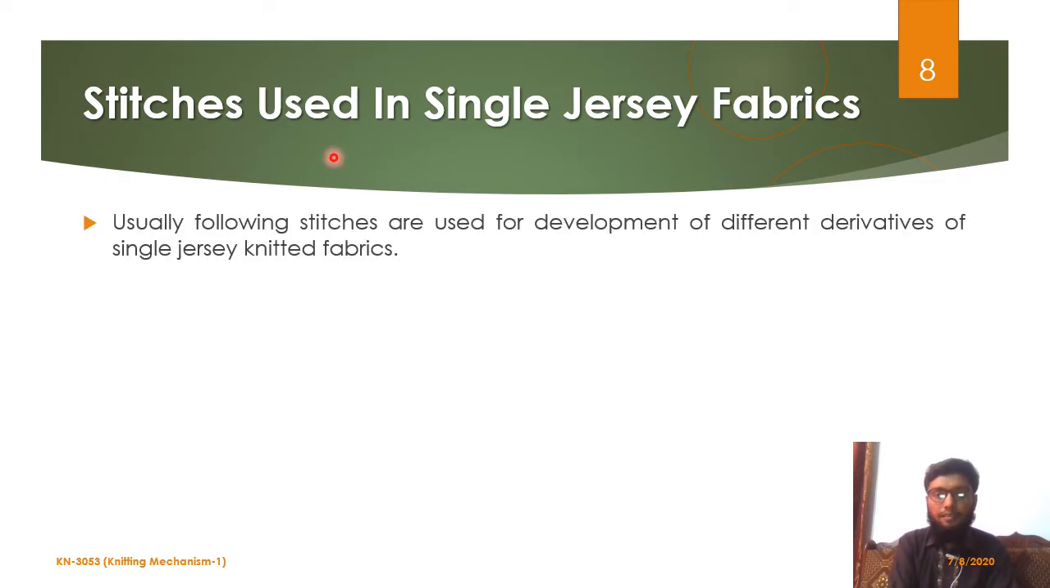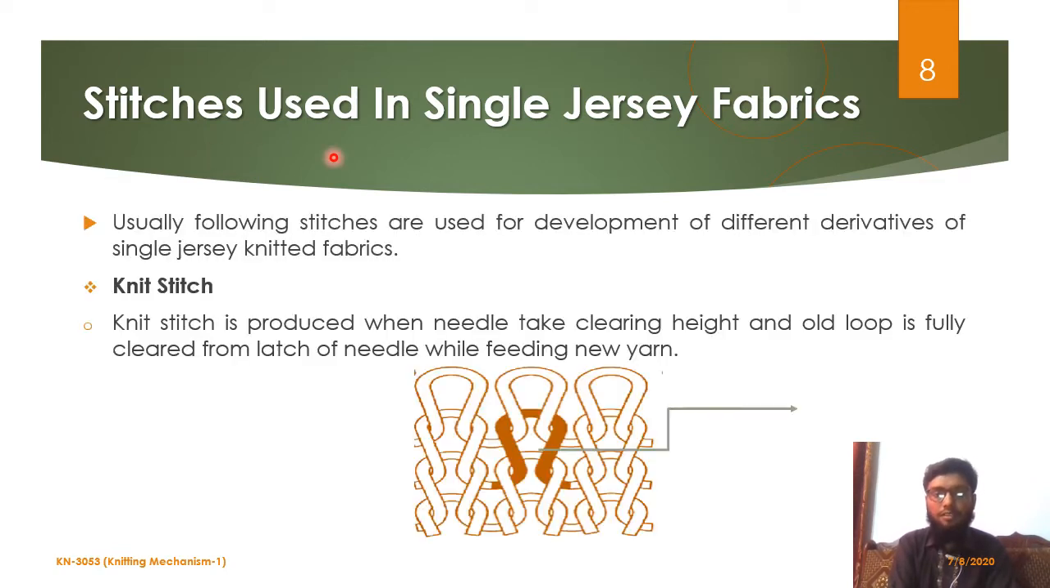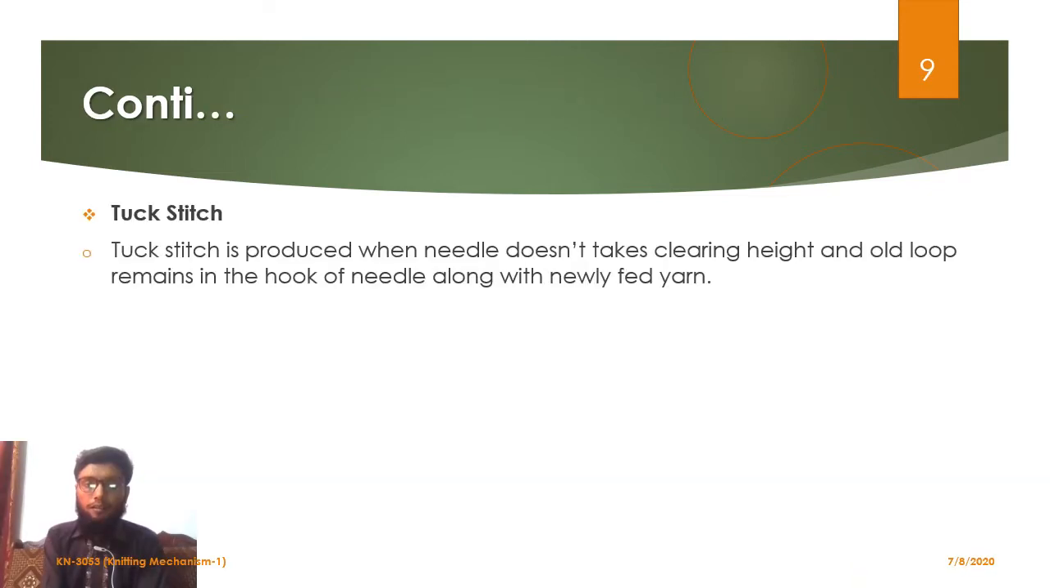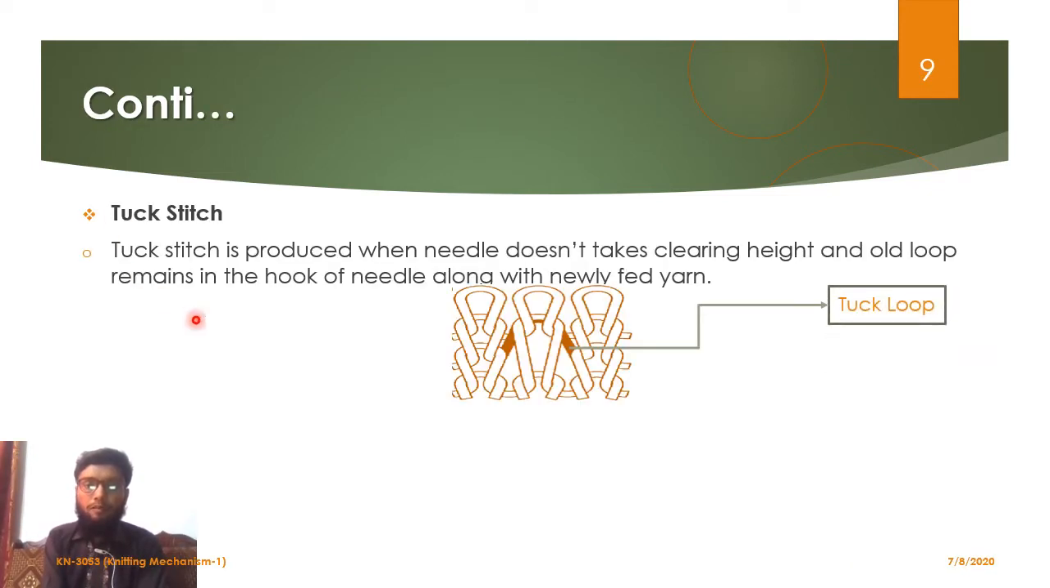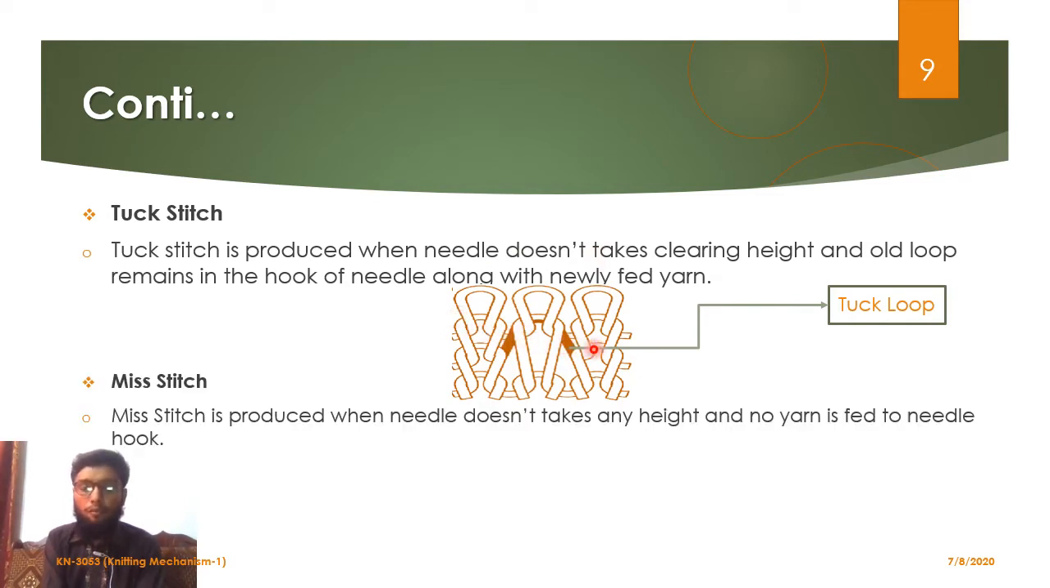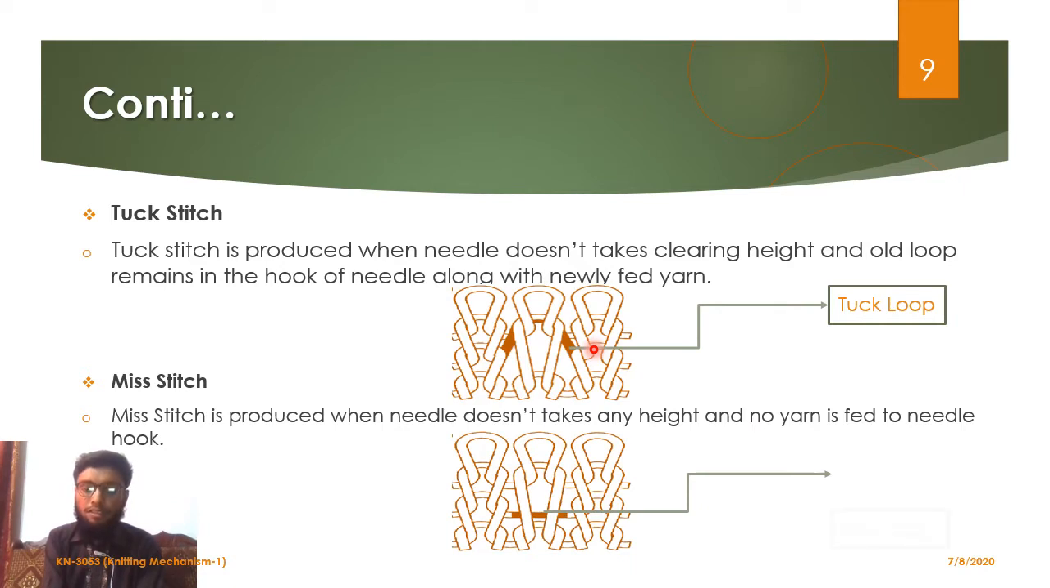Single jersey fabrics consist of mostly three stitches. The first one is the knit stitch, when the needle takes a clearing height and the old loop is cleared from the latch of the needle. It forms a knit loop. The second one is the tuck stitch. It is formed when the needle doesn't take a clearing height. Only new yarn is fed and the needle hook consists of two yarns, forming a tuck loop. The third one is the miss stitch. It is formed when the needle doesn't take any height and a float is formed at the backside of the fabric.